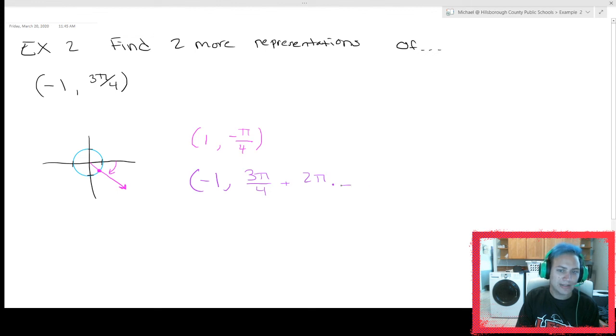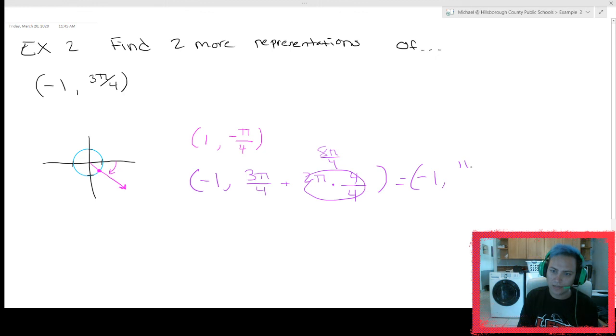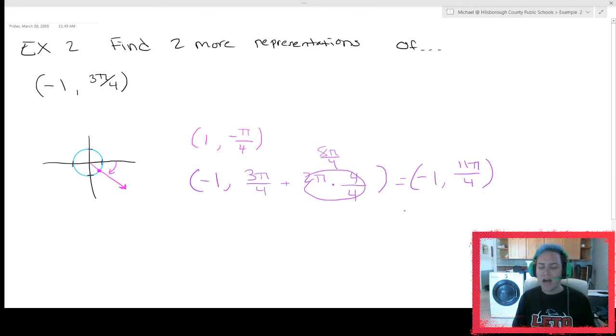Just like we did in that last one, we're going to have to multiply the top and the bottom by the number to make the denominator the same. So ultimately what that's going to cause this to become right here is 2 pi times 4 is 8 pi over 4. So I could add 3 pi over 4 to 8 pi over 4, and I would end up getting -1, and then 3 plus 8 is 11 pi over 4, and that would be the same thing. Again, there's a lot of varieties of this, though. I could also have subtracted 2 pi, and if I did that, I would have ended up with -5 pi over 4, and that's the same thing.